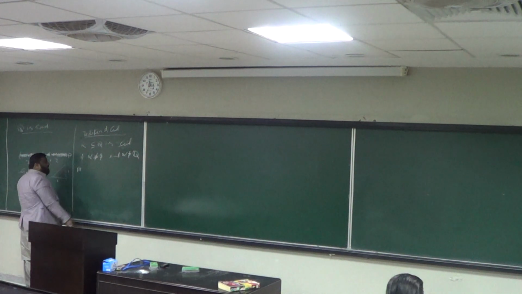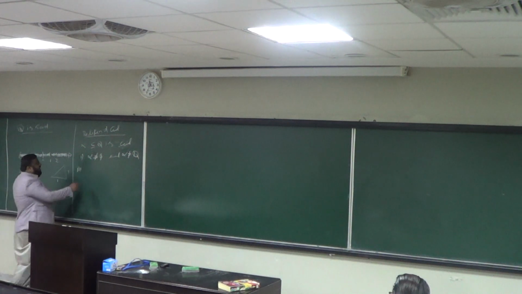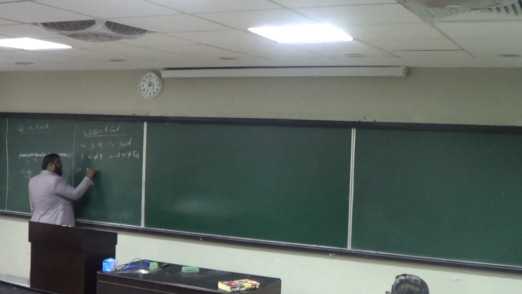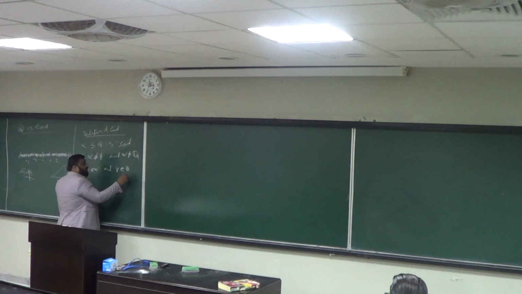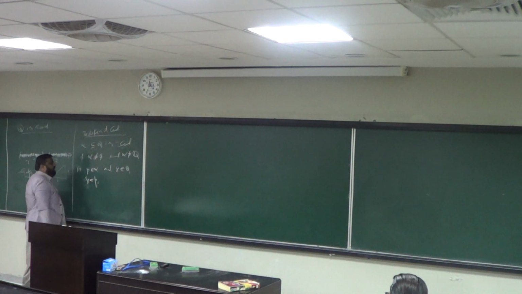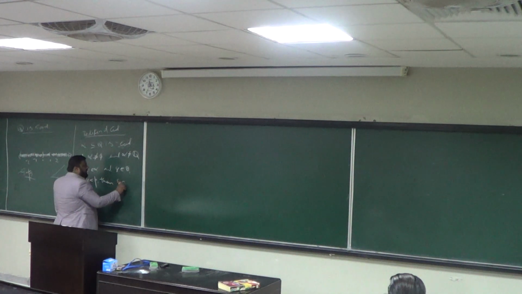And the second condition was that alpha must be closed downward. In other words, if you take any p from alpha and you take a q from Q with the property that q is less than p, then q must belong to alpha.